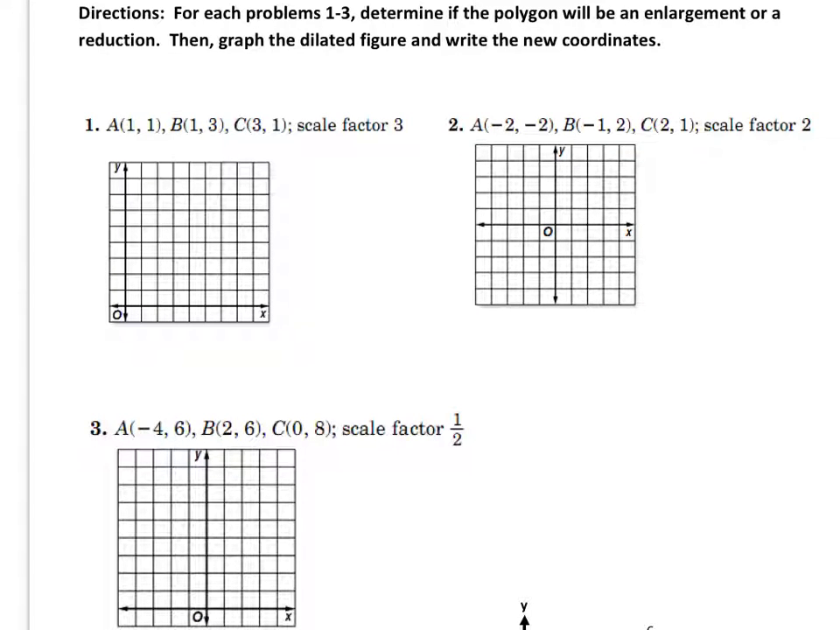Okay, for problems 1 through 3, we're going to determine if the polygon is an enlargement or a reduction, and then graph the dilated figure and write the new coordinates. So I'm going to go ahead and make all of my originals in red, and then I'll write my dilated figures in blue. So today, for number 1, my original A is at 1, 1.